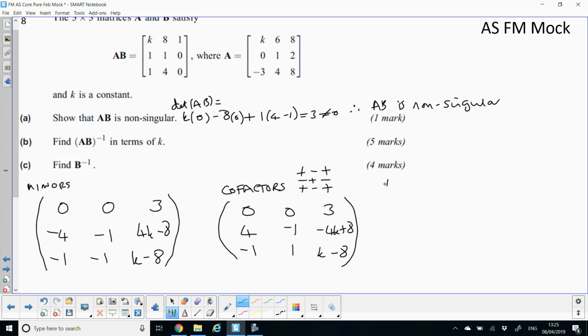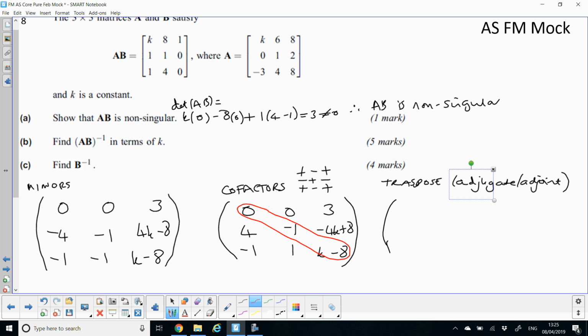And then we need to transpose the matrix. Now in your book it did these two steps the other way around. Obviously it doesn't matter because this is a symmetrical pattern. This is also known as the adjugate or adjoint matrix, just out of interest. So then what this means is this diagonal stays the same, and then you kind of reflect in the diagonal.